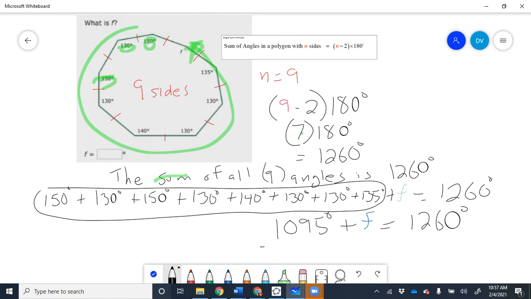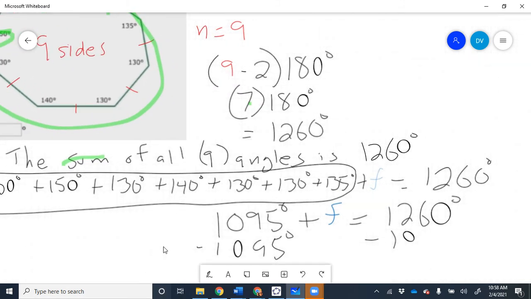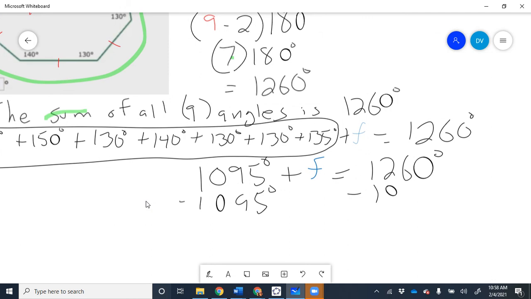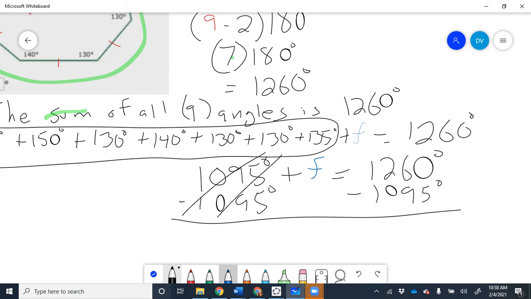So in this equation, since they added to 1095, we're just going to subtract it from 1260. If I subtract 1095 from this side, and I subtract 1095 from that side, these will simplify, and F will now be by itself, which is what we wanted to find. That gives us 165 degrees, which is our answer.